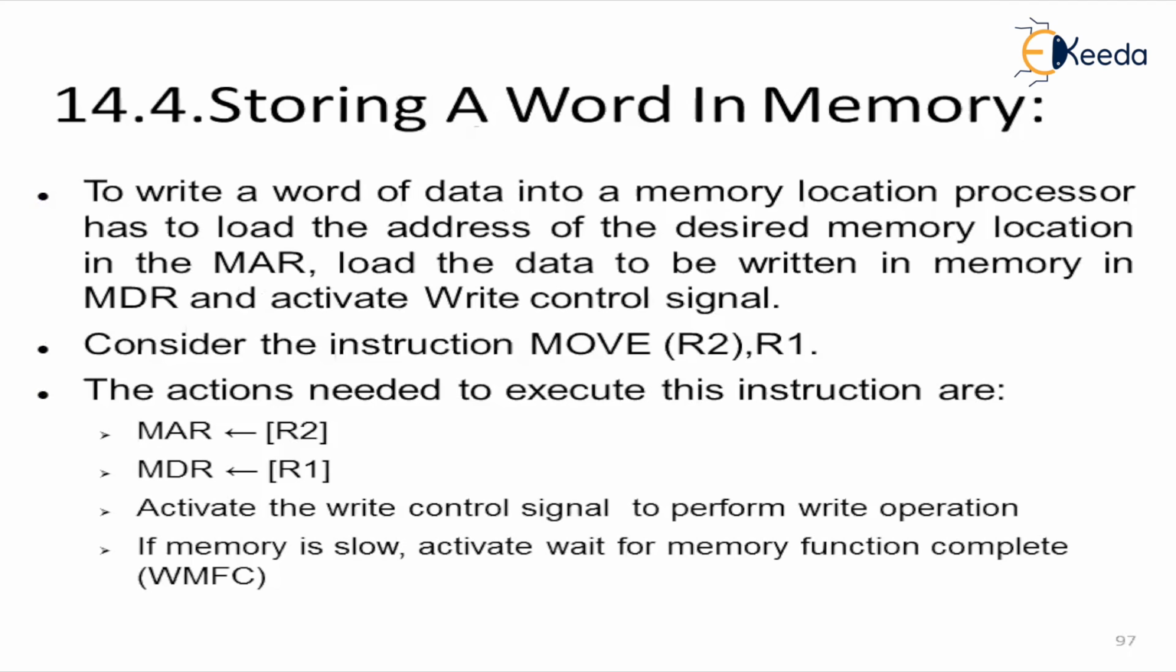Storing a word in memory. To write a word of data into a memory location, the processor has to load the address of the desired memory location into MAR. So first of all, you need to load the memory location where you need to store the data. Load the data to be written in the memory data register and activate the write control signal. Consider the instruction move bracket R2, R1. So you will be moving the contents of R1 into R2.